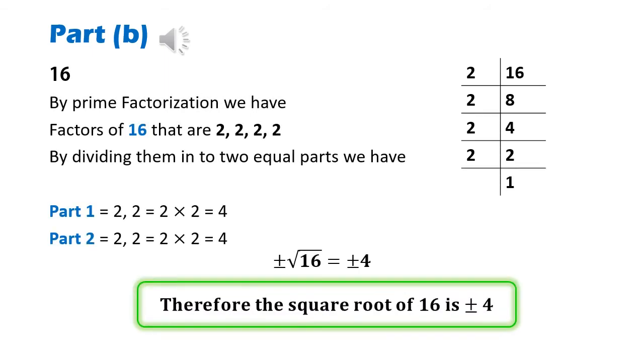Part B. First calculate the factors of 16 by the prime factorization method. So, we have factors of 16 that are 2, 2, 2, and 2. By dividing them in two equal parts as shown and then taking the product of each part, we have each part equal to 4, therefore the square root of 16 is plus minus 4.